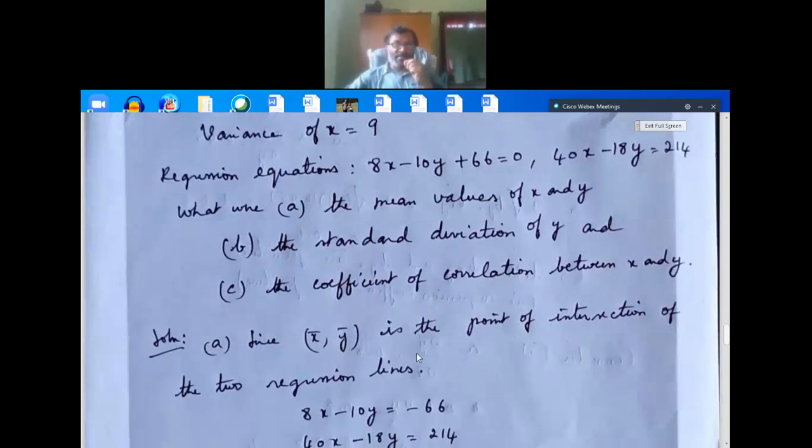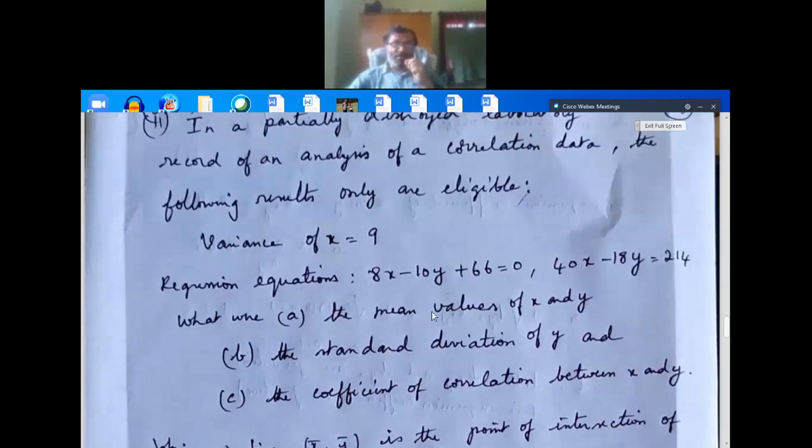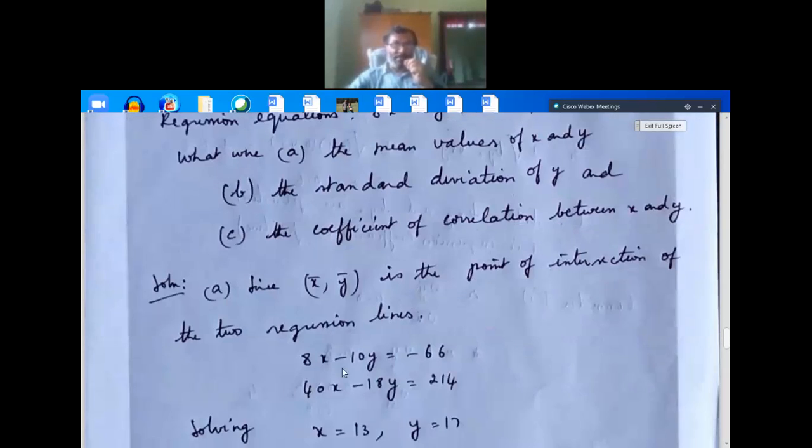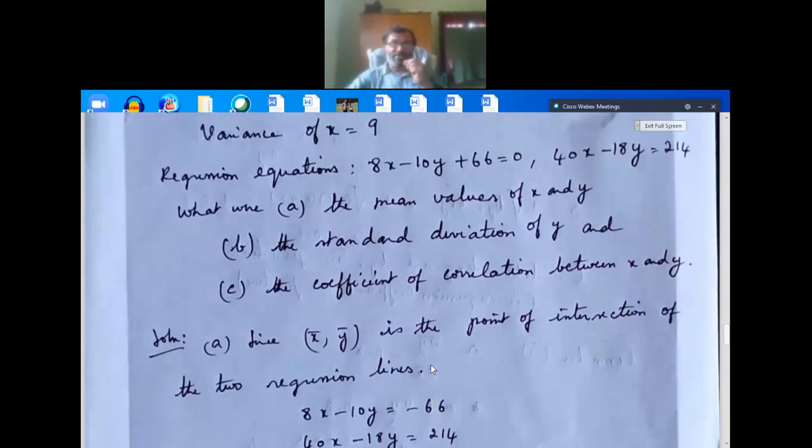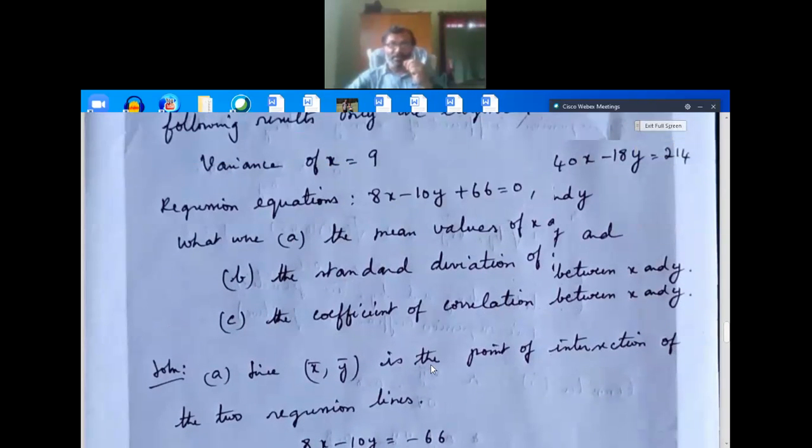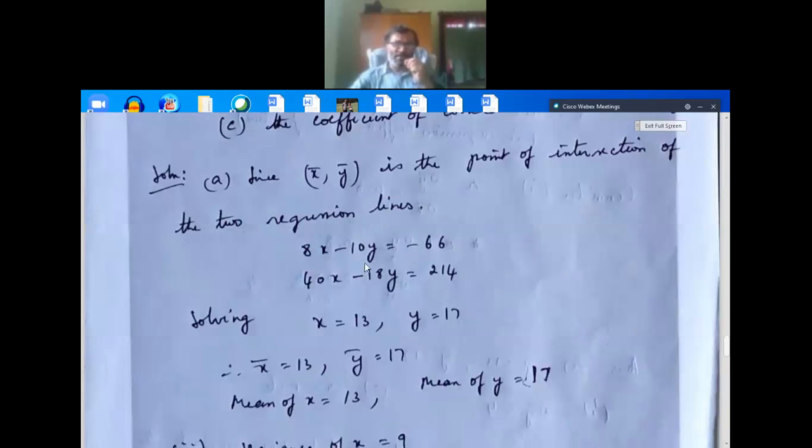Now, since x bar, y bar is the point of intersection of the regression lines, we solve these two equations. That is, we write it as 8x minus 10y equals minus 66 and 40x minus 18y equals 214, and solve it either by your usual method, adding, subtracting, or the best method is to use a calculator. So you'll get the same answer. All of you should get the same answer. x equals 13, y equals 17. Now this is got by solving the two equations.